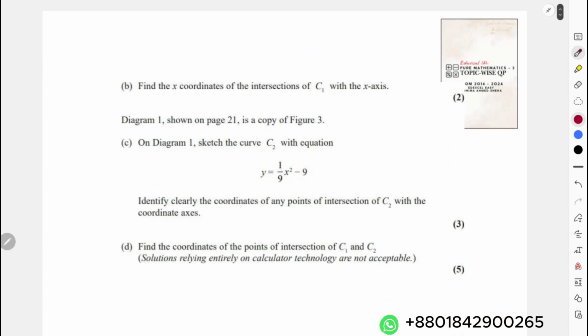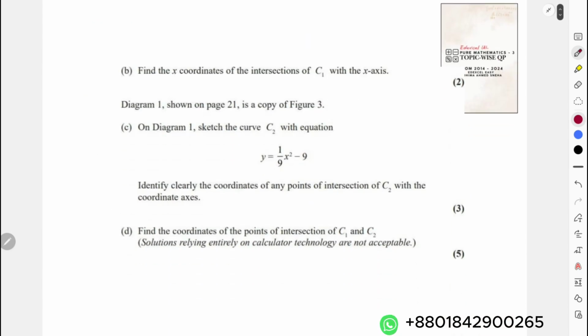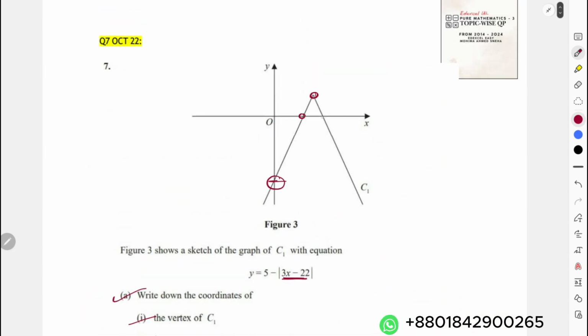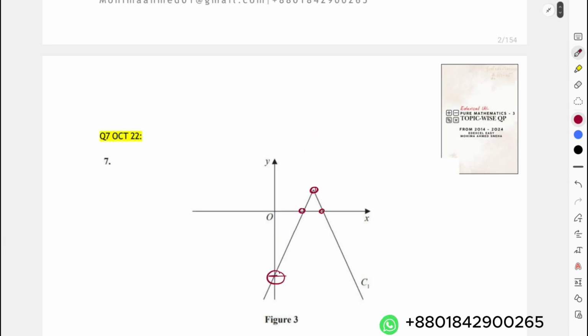After this, if you move on to your part B, find the x coordinates of the intersection of C1 with the x-axis. If I scroll up to your graph, I can see that we are intersecting two times with the x-axis. Obviously this happened because of the absolute value function, because originally maybe the graph was supposed to travel like this, but this portion was created as an image over here from the vertex because of the absolute function. We don't want a negative value for y, that's why.